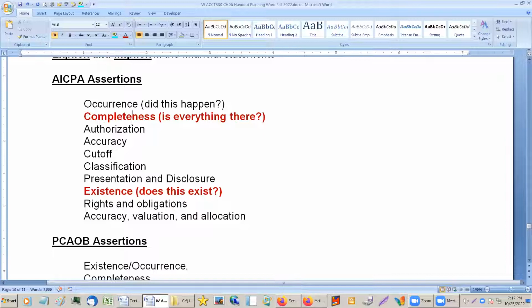So for instance, completeness, let's take inventory. Do they count all the inventory? You may test to see if they counted all the inventory they're supposed to. Is it complete? You may also look at the existence of it. If they have inventory on their books, you can say, let's see if that inventory actually exists, because it might be fictitious inventory they're putting on there to balance out a fraud, or to overstate their inventory.